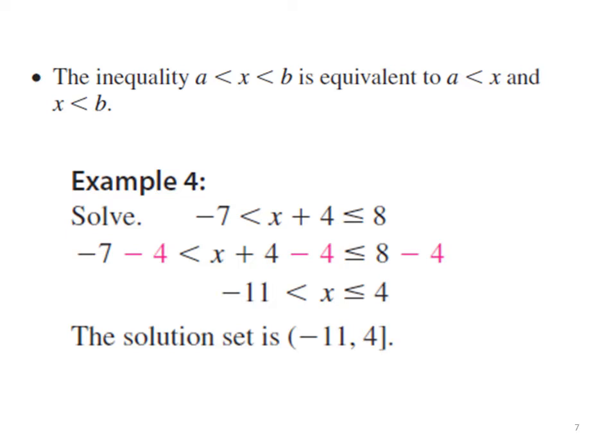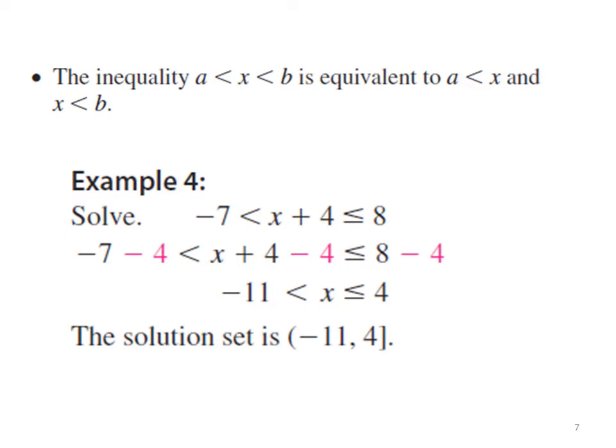We want to isolate the x in the middle, so we would like to subtract 4 from each side. With subtraction, you don't change the direction of the inequality. So we have -7 minus 4 is less than, the middle part is x plus 4, we have to subtract 4.